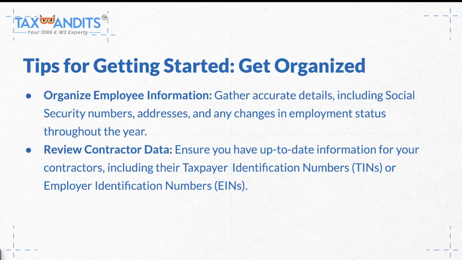You also want to get organized and organize your employee information. So you want to gather their accurate details, including social security numbers, addresses, and any changes in employment status throughout the year. You want to review your contractor data, so you want to ensure that you have up-to-date information for your contractors. You want to start reaching out to those, getting their taxpayer identification numbers or their EINs, and make sure that those are set up and good to go in your TaxBandits account.